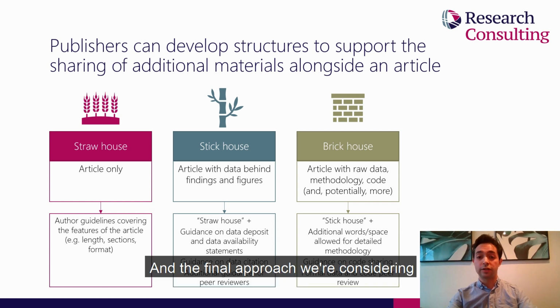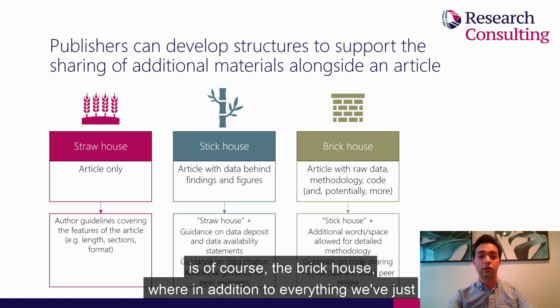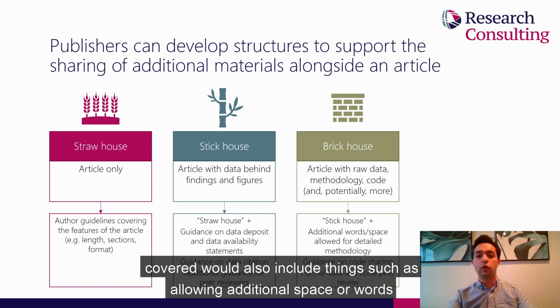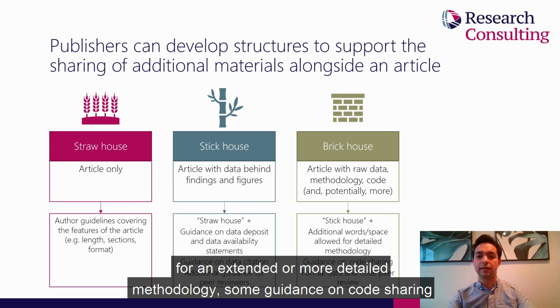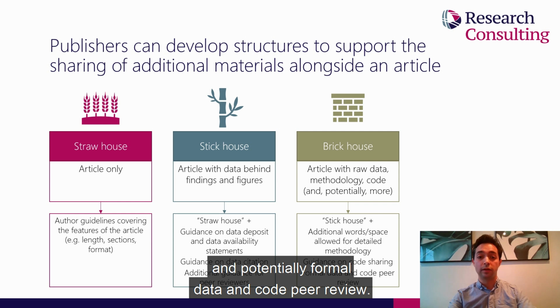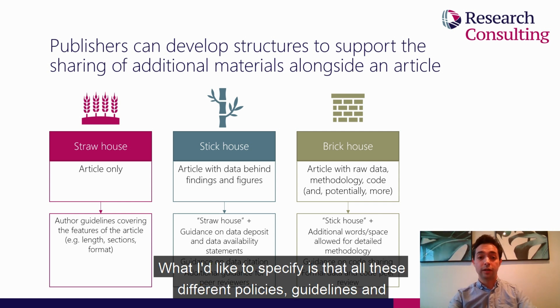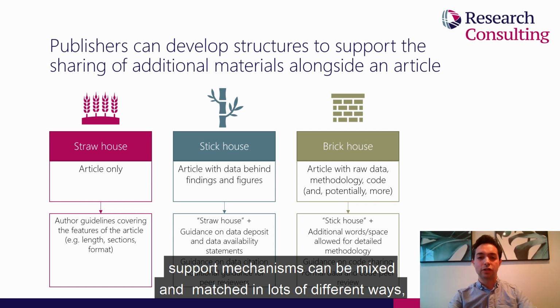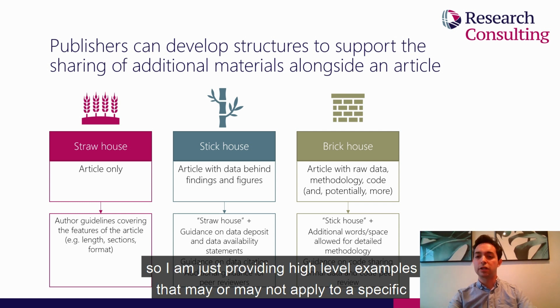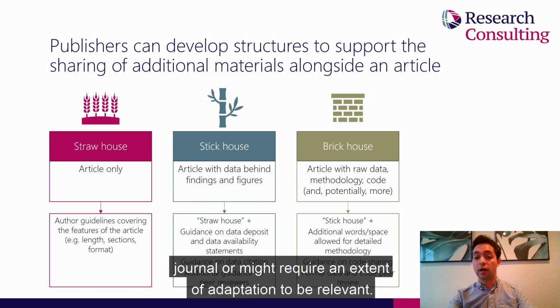And the final approach we're considering is, of course, the brick house, where in addition to everything we've just covered, would also include things such as allowing additional space or words for an extended or more detailed methodology, some guidance on code sharing, and potentially formal data and code peer review. What I'd like to specify is that all these different policies, guidelines, and support mechanisms can be mixed and matched in lots of different ways. So I am just providing high-level examples that may or may not apply to a specific journal or might require an extent of adaptation to be relevant.